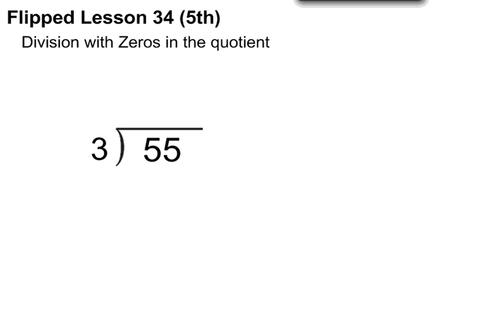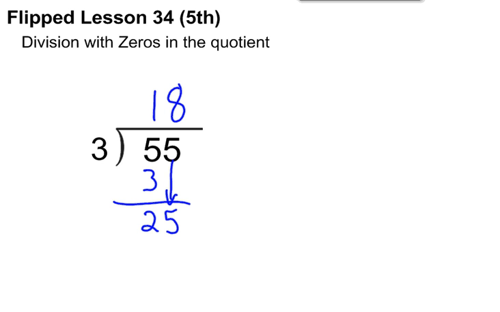If we do a quick review of division, we know 3 goes into 5 one time. 1 times 3 is 3. Subtract, and then bring down. And so we get 25. 3 goes into 25 8 times. 8 times 3 is 24. And we have a remainder of 1. That's our initial process that we've been going through.